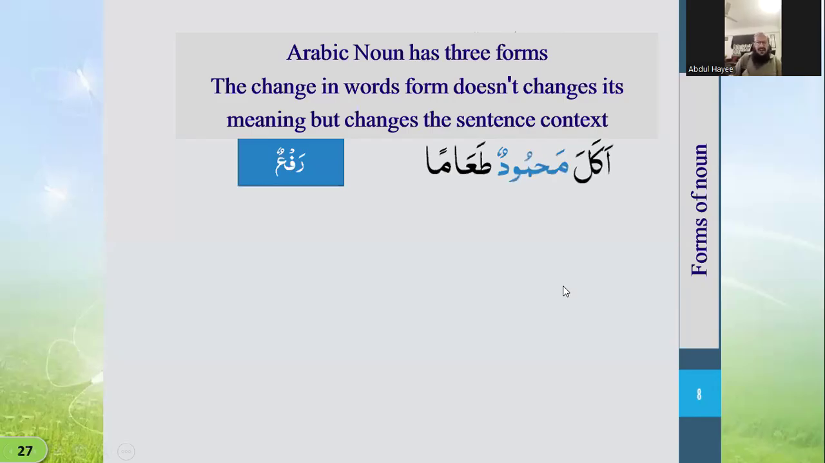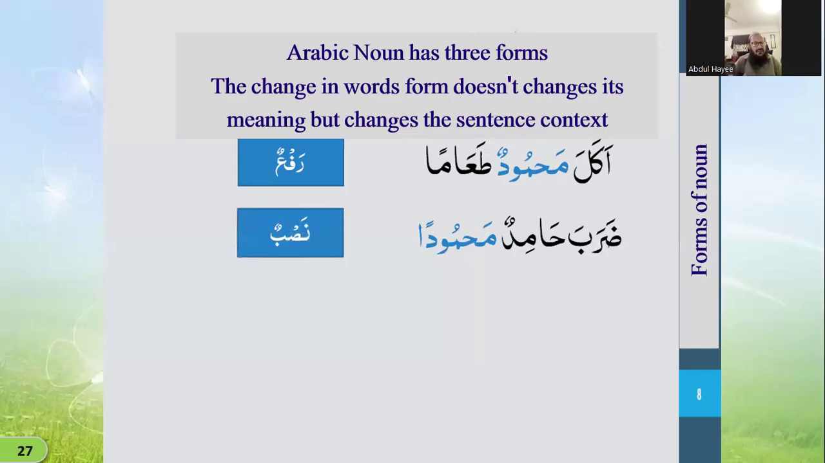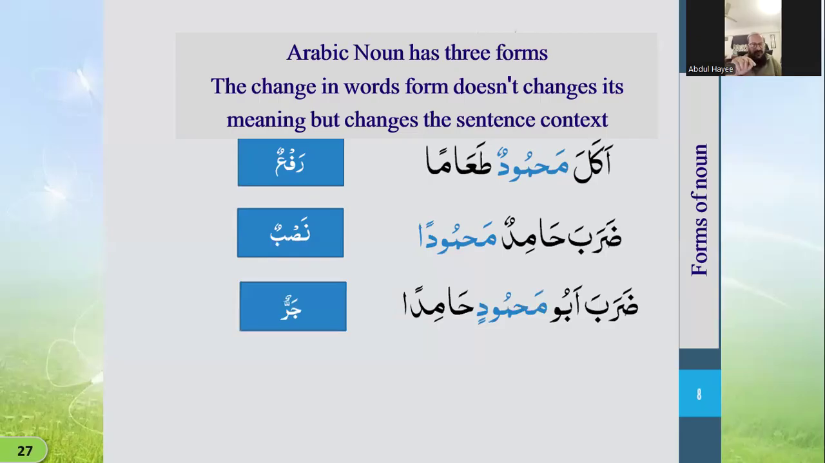When we say akala mahmudun ta'amun, we say Mahmud is in raf, dhamma, so it's marfu. When we say daraba hamidun mahmuda, Mahmud is in the state of nasb, so mansub. When we say daraba abu mahmudin hamida, here Mahmud is in jar state. Jar state means majroor. So the status of Mahmud in the first is marfu, in the second sentence mansub, in the third majroor.